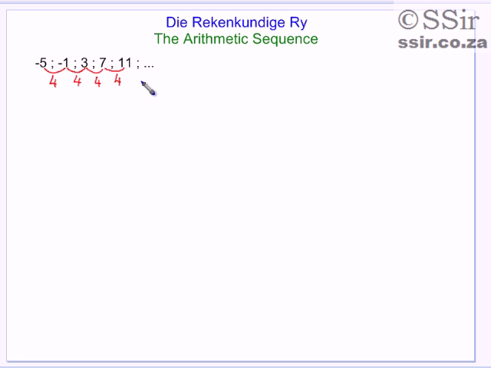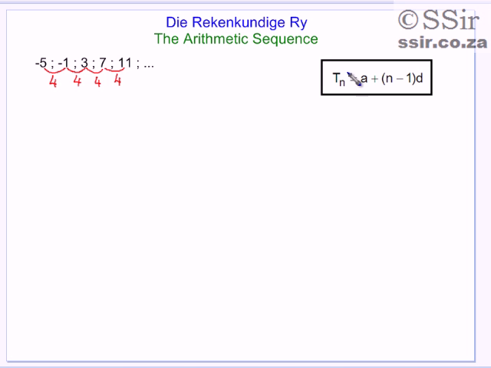Because we have a constant difference between consecutive terms, we call such a sequence an arithmetic sequence. The general formula for the value of a term in an arithmetic sequence at position n is given by Tn = a + (n - 1)d. Let's have a look at the meaning of each one of these variables.